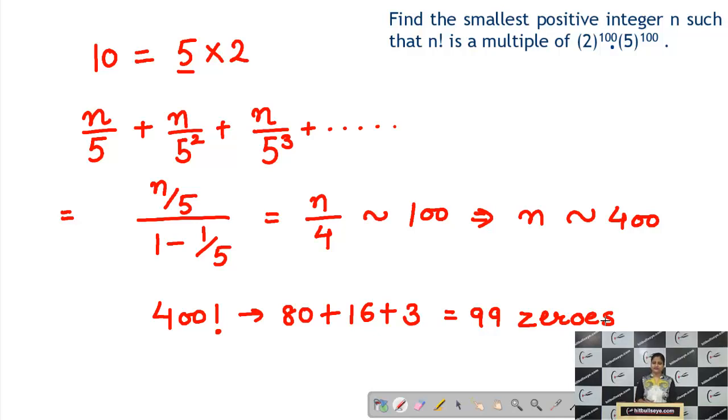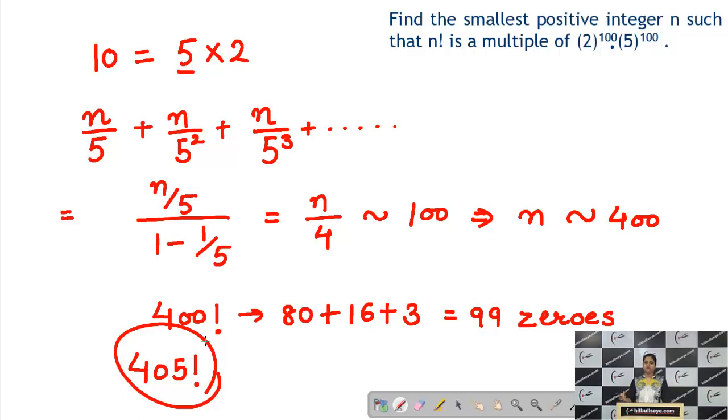But we need 100 zeros. It means we need one more multiple of 5. So, taking one more multiple of 5 after 400 factorial, we'll get 405 factorial. As 405 is a multiple of 5 but not a multiple of 25, that's why we can say that 405 factorial will end in 100 zeros, and this is the answer in this case. That is the smallest value of n we can take. So n will be 405.